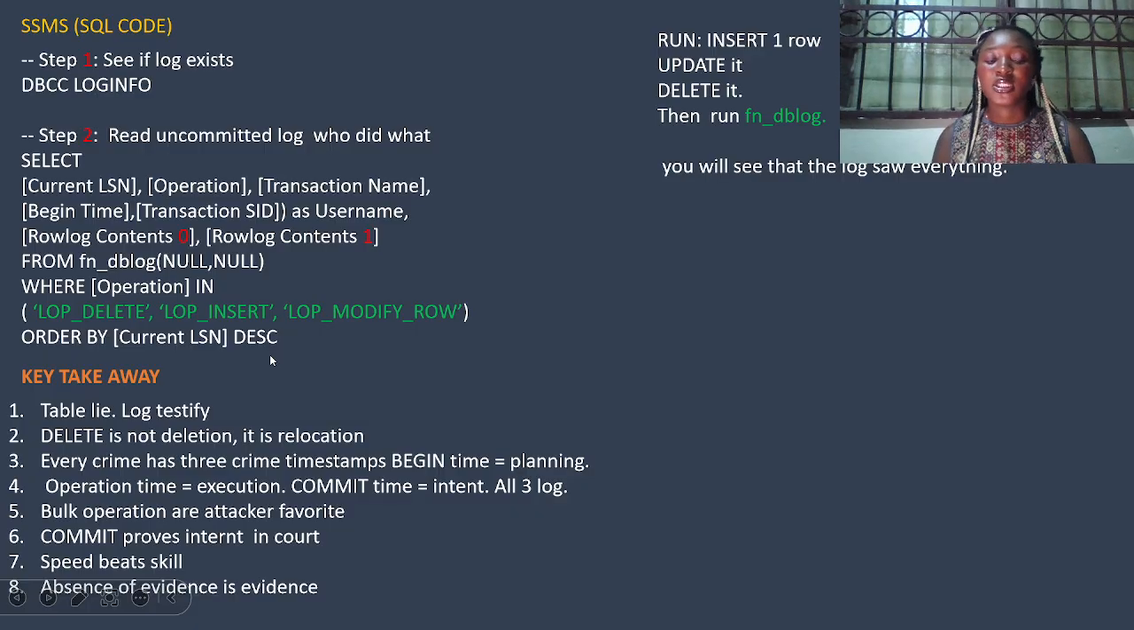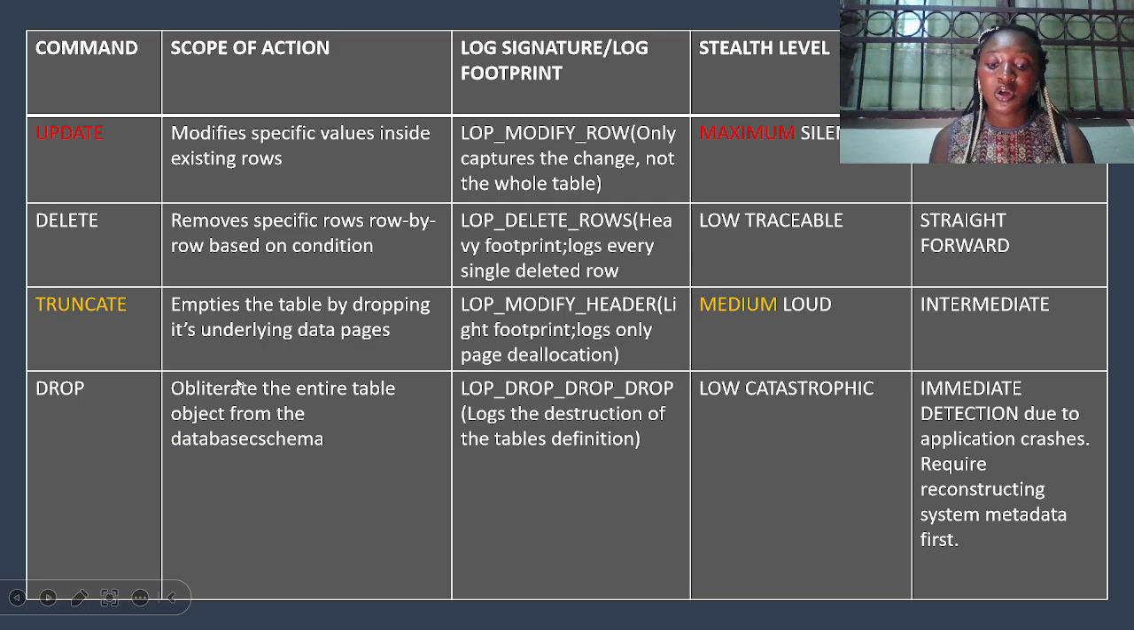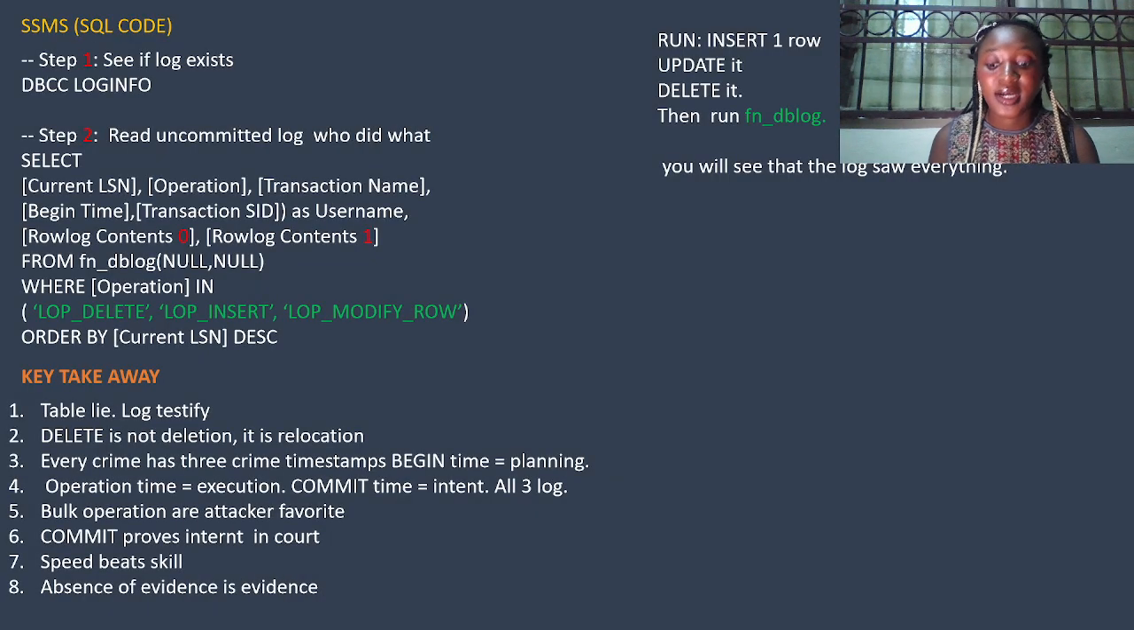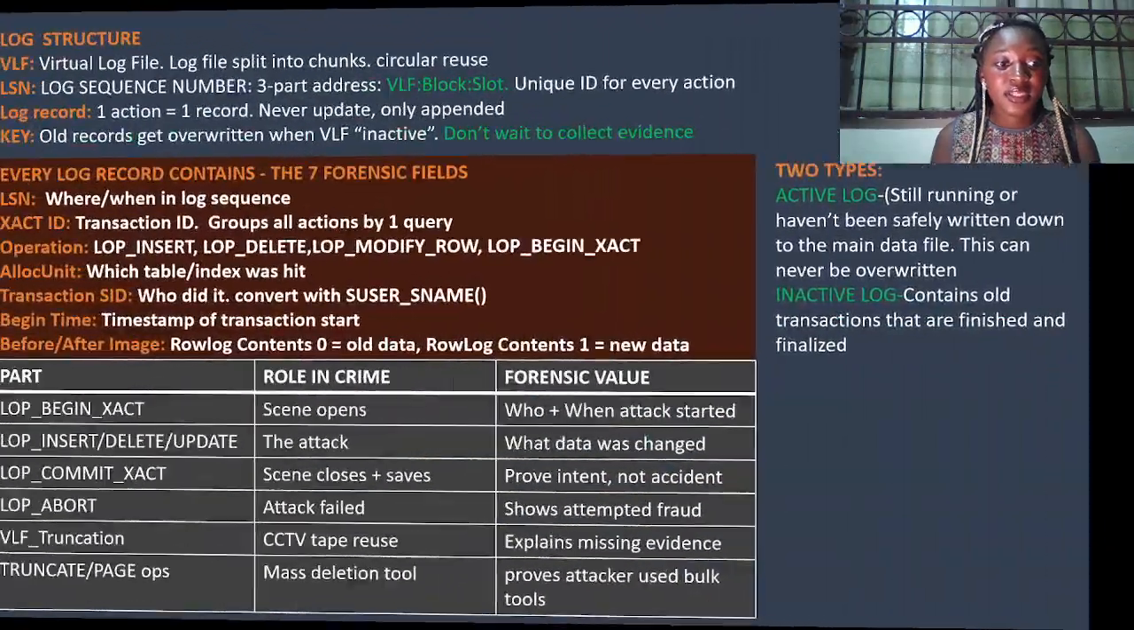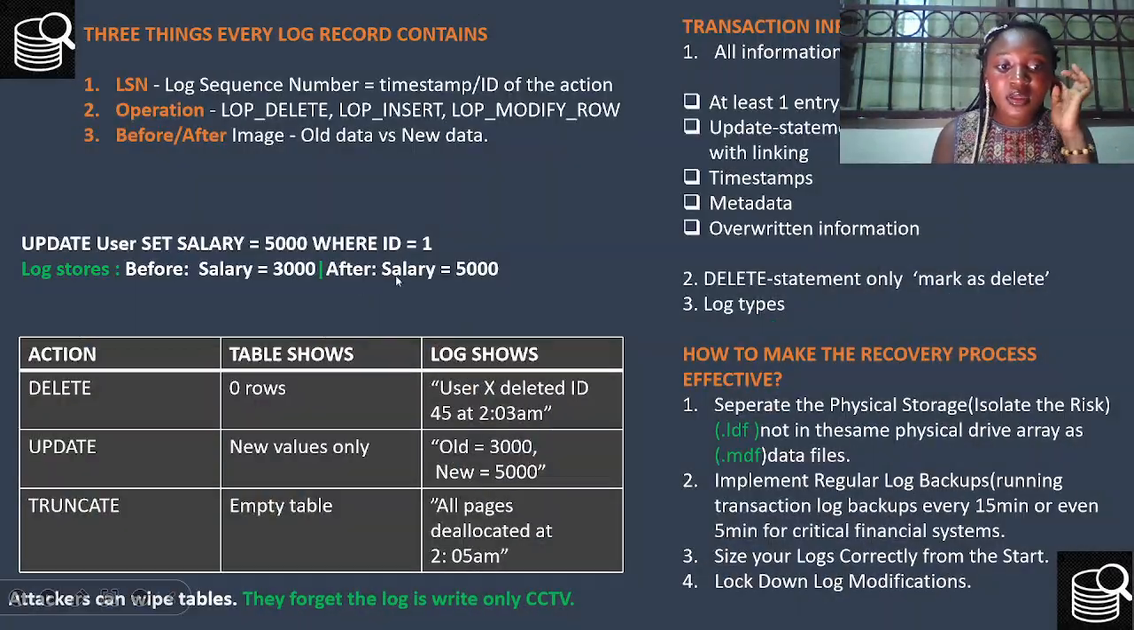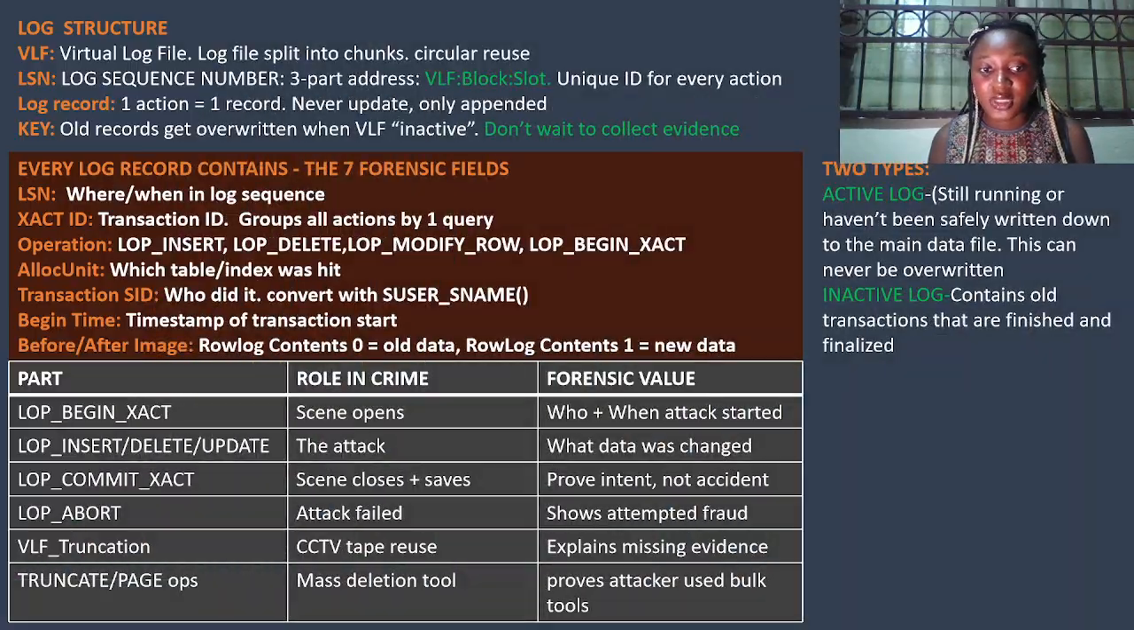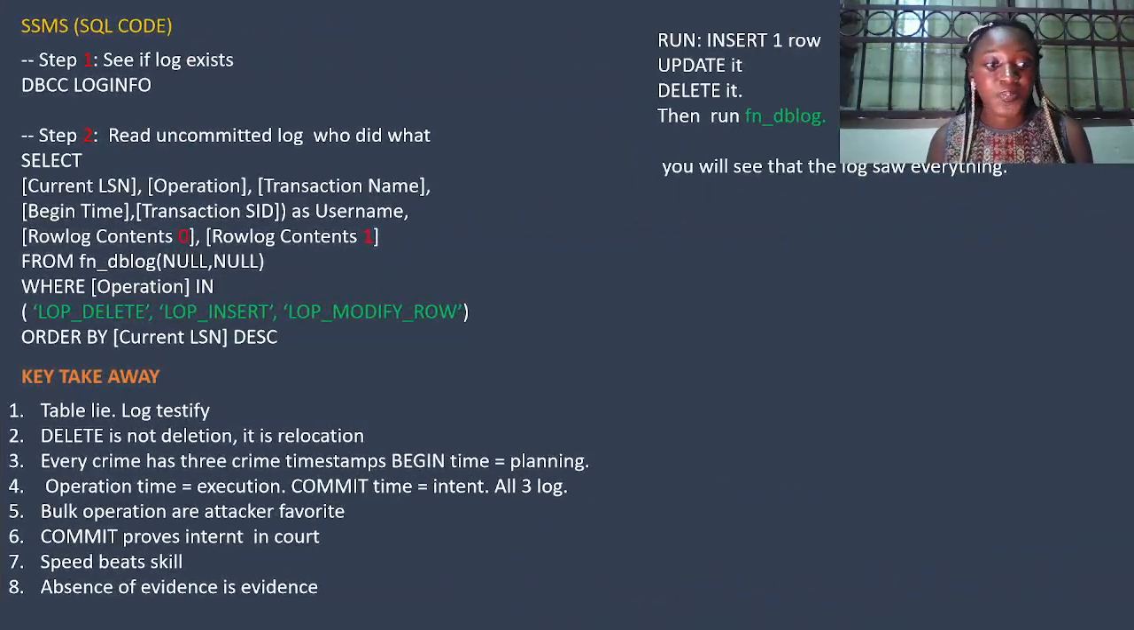Now the take home is that the values in our tables can be wrong. For example, the value here you are seeing is 0, but the log is going to show you the actual value. The value can be faulty, but the logs don't lie. The table can lie, but the logs specify. They show you the old value and they show you the new value, what was there before the new value.